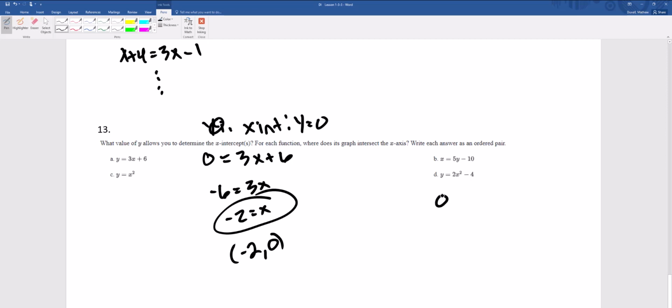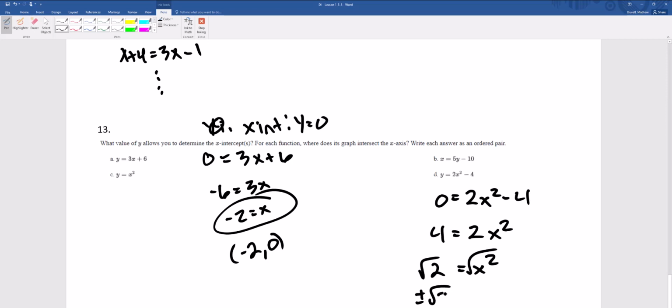D, add 4, divide by 2, square root. So you get √2, 0 and -√2, 0.